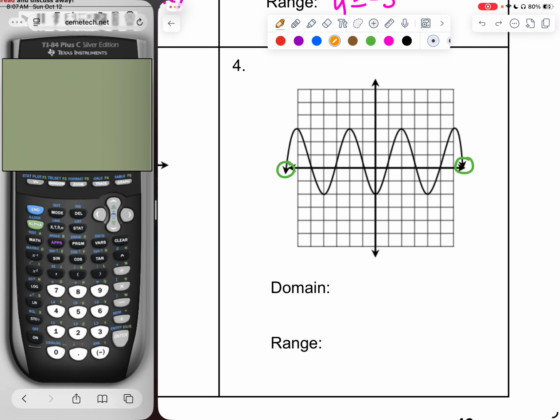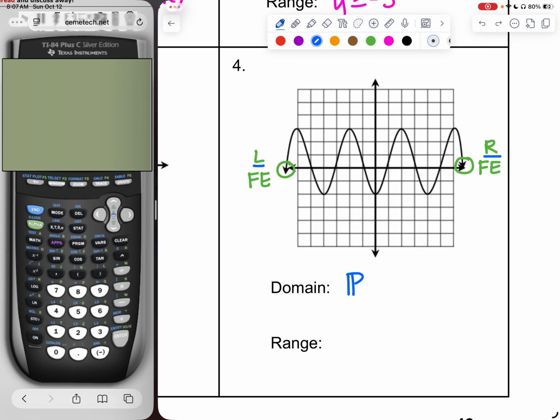Okay? So I already know that based off of this, my domain is I'm going to keep going left. So I'm still going left forever. And I'm still going right forever. I'm just bouncing in between two y values. Okay, so once again, left forever, right forever. That's all real numbers for the domain.